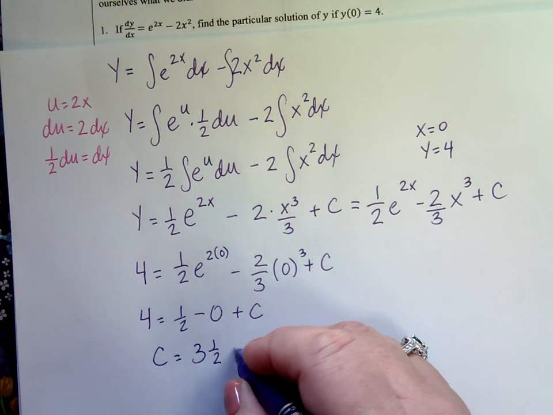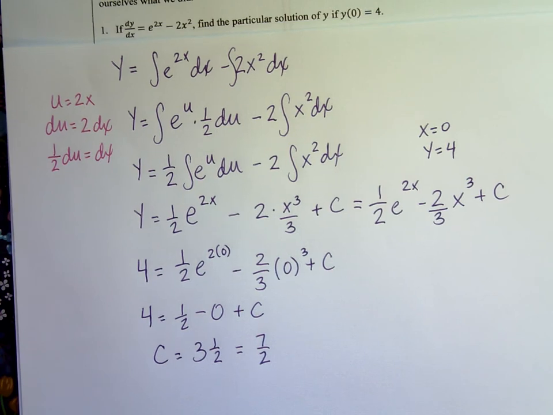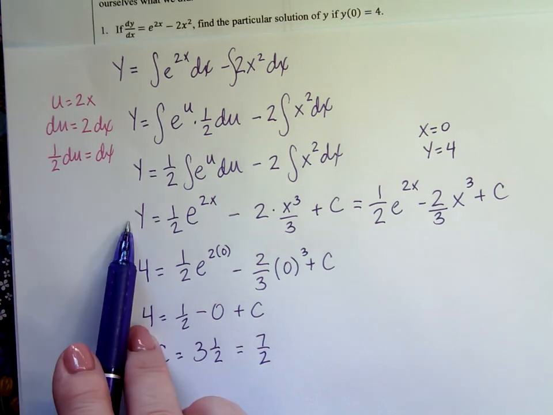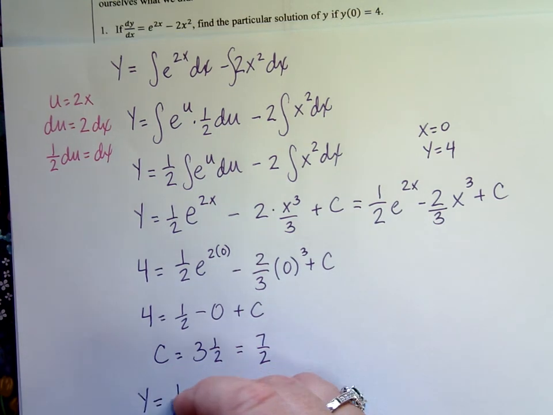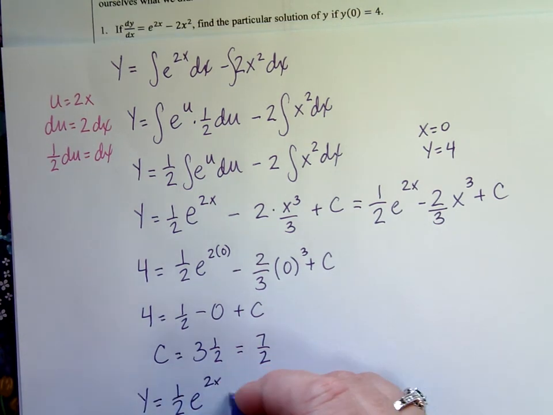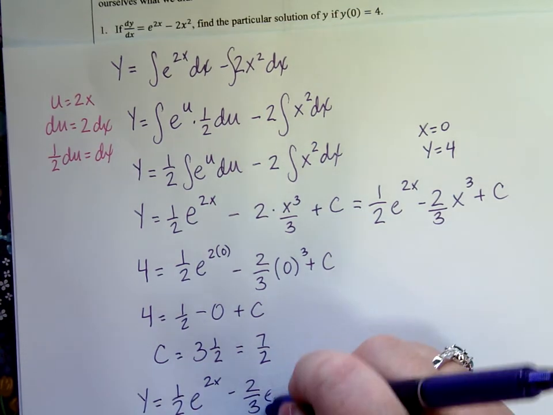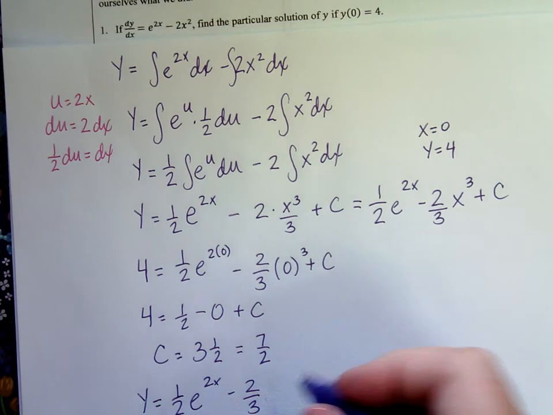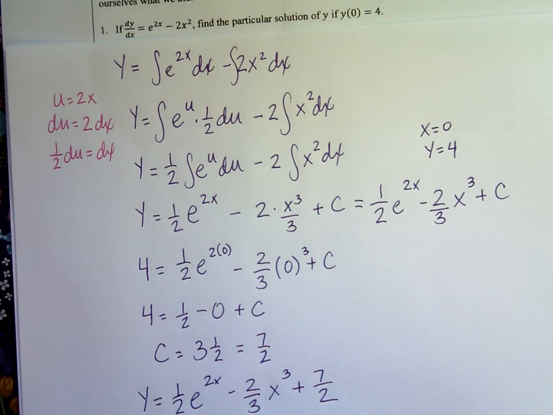Or I guess you could write it as 7/2. A couple different ways. And then we're going to put our final equation together. Find the particular solution. All right, well, go back to your y equals. We know what y equals. Y equals 1/2 e to the 2x minus 2/3 x to the third. Ooh, x, not e. X to the third. Plus our c value that we found of 7/2. And there you go. That is the particular solution for that problem.